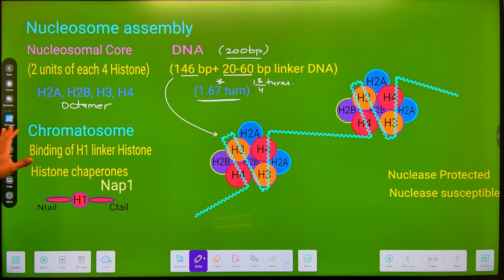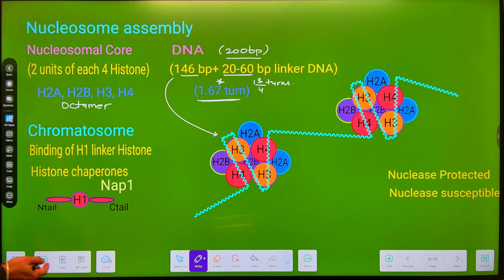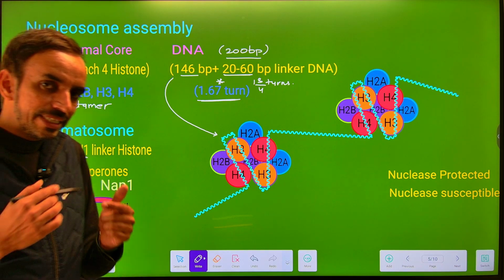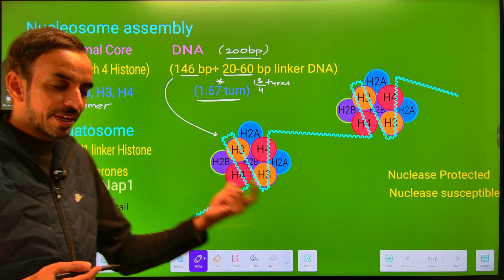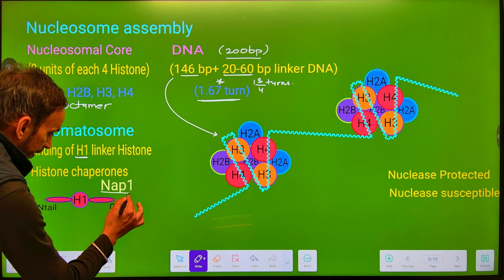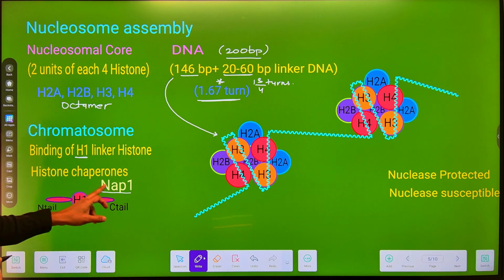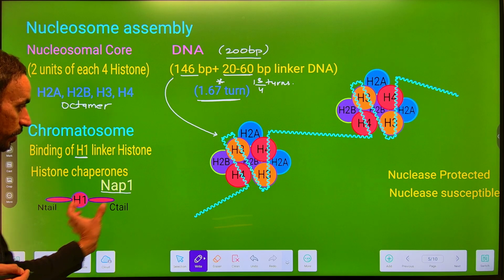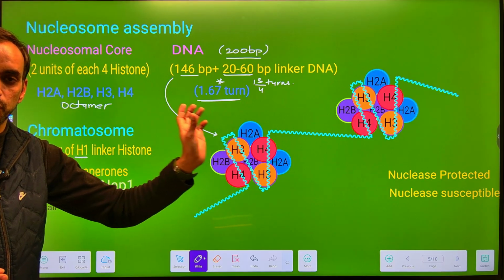ठीक है, now we have next phase, next level of organization that is known as the chromatosome। In chromatosome there is a binding of another histone which is called as the linker histone, and this linker histone, it is known as H1 histone, जिसे अपन कहते हैं H1 histone. Now the molecular chaperone which facilitates the binding of this H1 linker histone to the linker DNA, it is known as NAP1. That is simply the nucleosome assembly protein 1, NAP1. It is a molecular chaperone which facilitate the binding of this H1 linker histone onto this linker DNA, or we can say onto the nucleosome and the linker DNA.